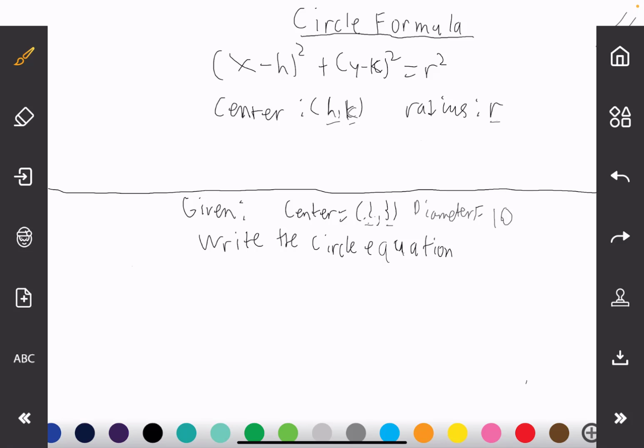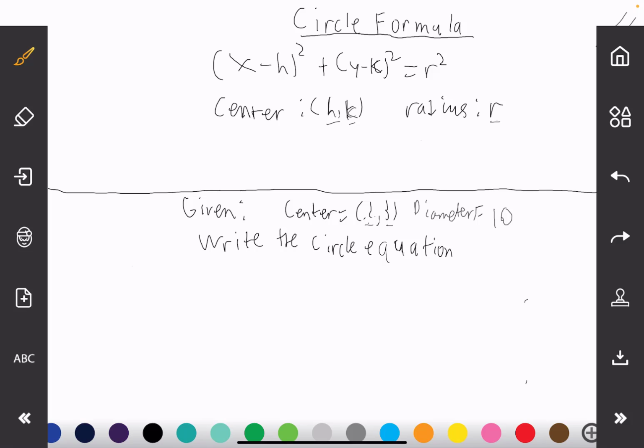Today we're going to be going over the circle formula and problems involving the circle. The circle formula is (x - h)² + (y - k)² = r². The center is (h, k) and the radius is r. Let's take a look at this example problem down here.